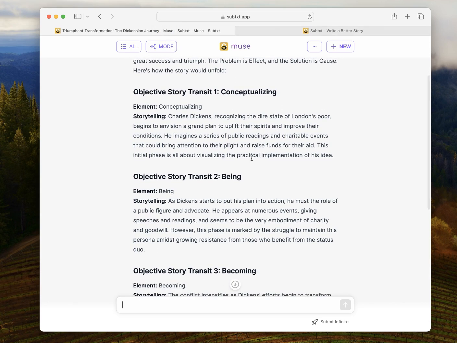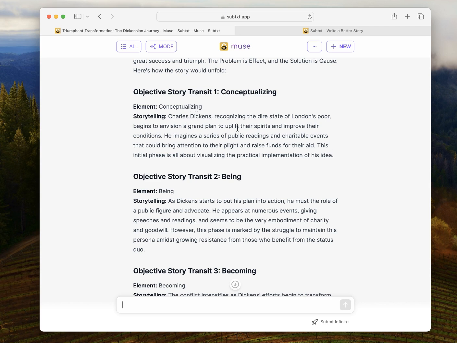Charles Dickens, recognizing the dire state of London's poor, begins to envision a grand plan to uplift their spirits and improve their conditions. He imagines a series of public readings and charitable events that could bring attention to their plight and raise funds for their aid. This initial phase is all about visualizing the practical implementation of his idea.